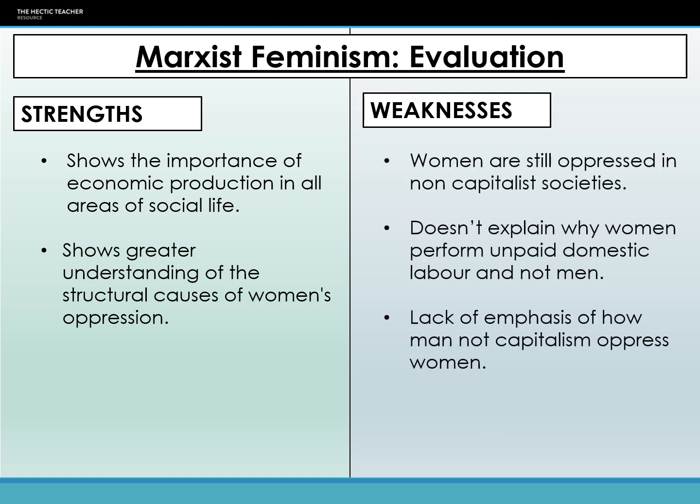However, even when we look at non-capitalist societies, socialist societies such as the USSR, Cuba, China, women are still oppressed, showing that the removal of capitalism from a society does not equal equality for women. It doesn't explain why women perform unpaid domestic labour and not men.